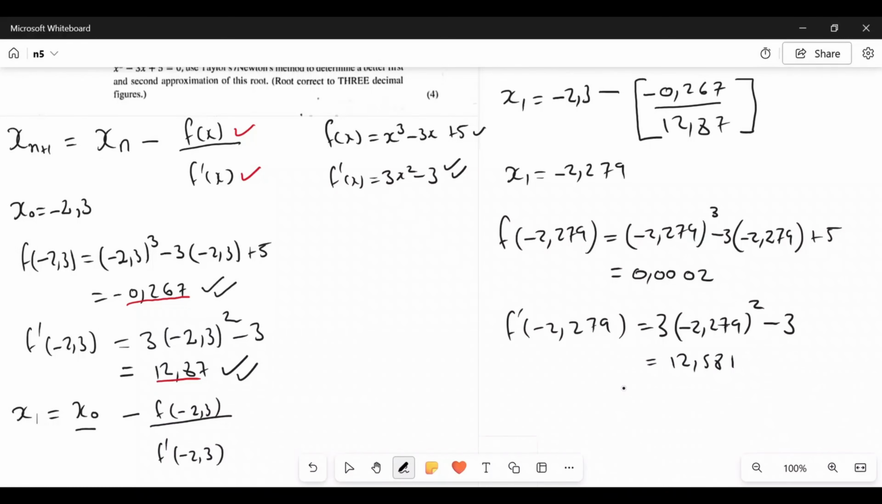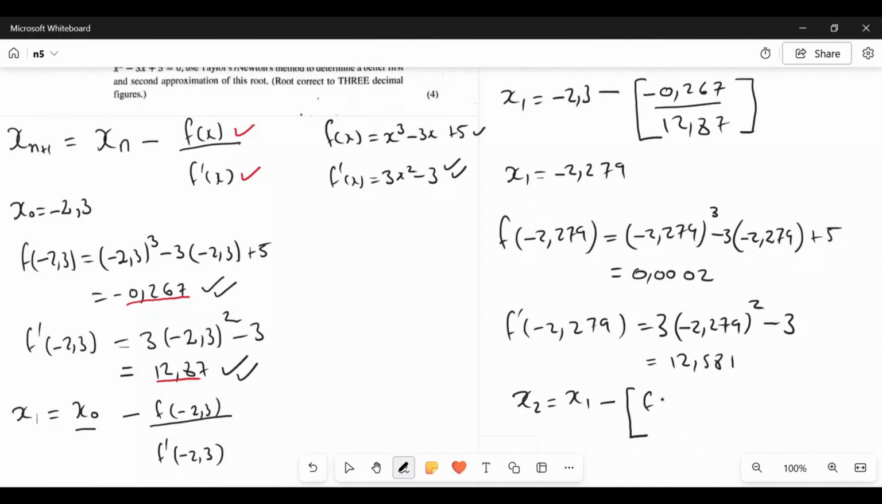Right. Again, we're going to apply the formula. So this time around, we are looking for x2. Now let's write the formula. We're going to have x2 is equal to x1. Remember, when we were looking for x1, this part here was x0. Do not forget that. Minus. Now the formula doesn't change, still the same.